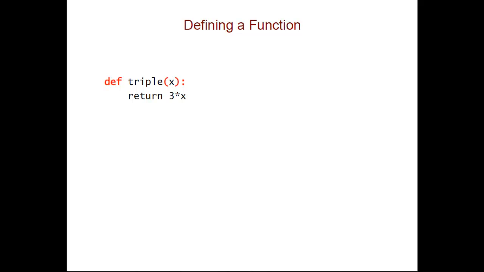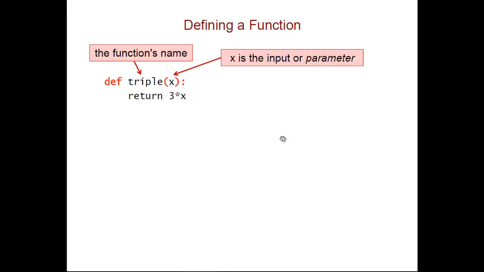And in Python, when you define a function, you have some things you have to include, including this keyword def for define. Then you follow def with the name of the function, and that's up to you to decide what you want to call it. Here we're calling our function triple. And then in parentheses, you're going to put variables for your inputs. And here we have a single input. We're using the variable x for that. Another name for an input is a parameter. And the inputs are surrounded by parentheses. And then we have a colon.